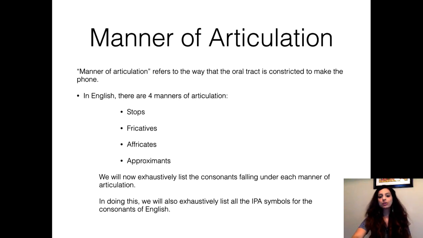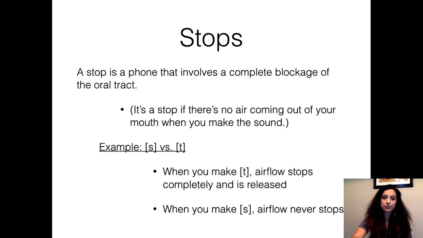Now, what we are going to do is see each manner of articulation, and list the different sounds under each one, and by doing so, we will exhaustively list all the consonants of English. The first manner of articulation of English is a stop. And just as the name suggests, a stop is created when no air comes out of your mouth when you make the sound. So it's a complete blockage of the oral tract, and then suddenly the air comes out like a puff.